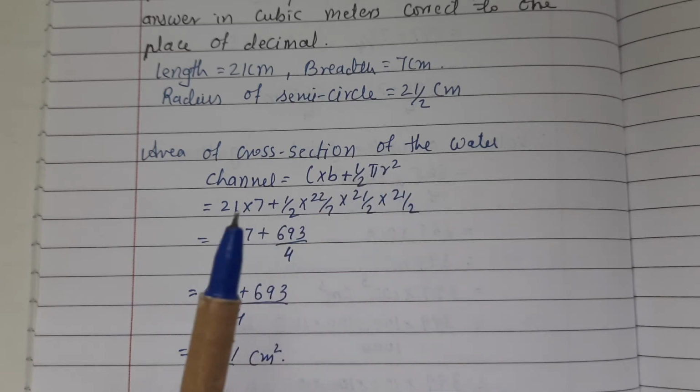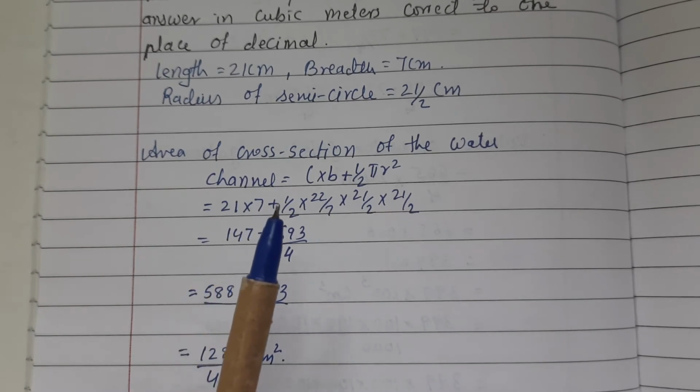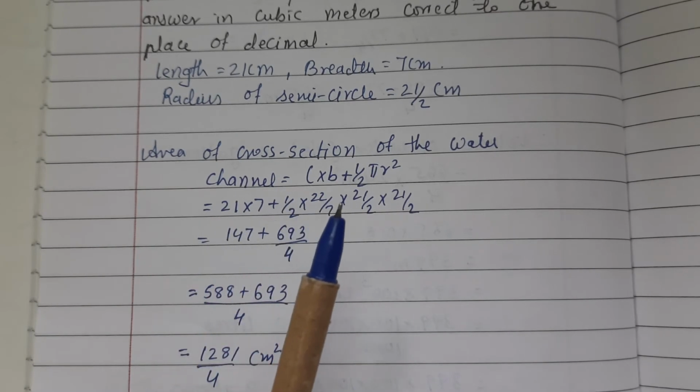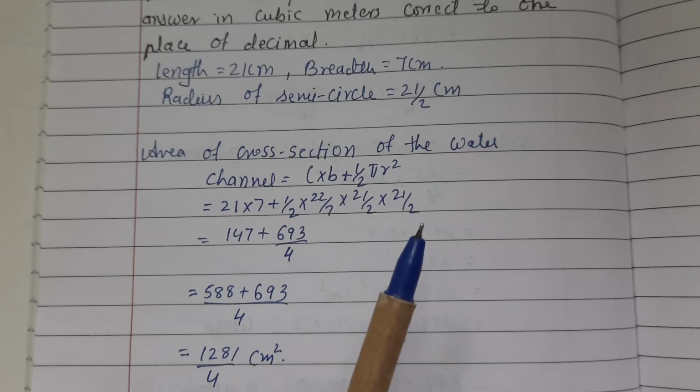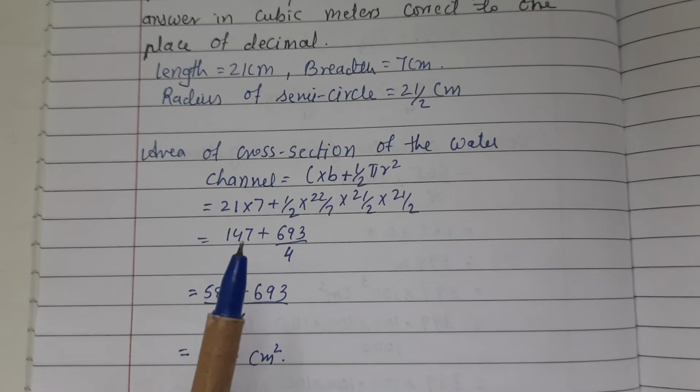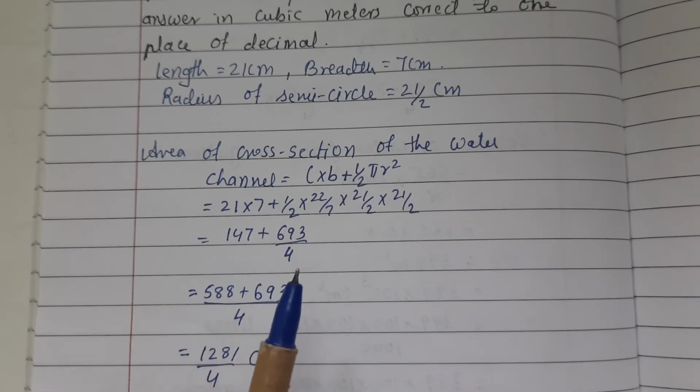Substitute the value: 21 into 7 plus half into 22 by 7 into 21 by 2 into 21 by 2, equal to 147 plus 693 upon 4, equal to 588 plus 693 upon 4, equal to 1281 upon 4 centimeter square. Area of cross section of the water is equal to 1281 upon 4 centimeters square.